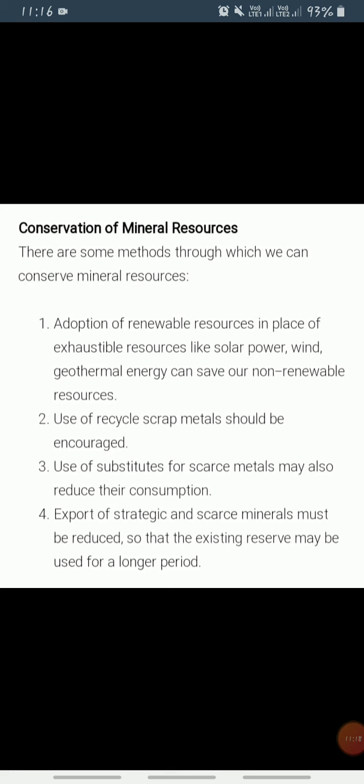So here we have completed this chapter, mineral and energy resources, and in the next class I will give you some important and extra questions and answers of this chapter in PDF form.